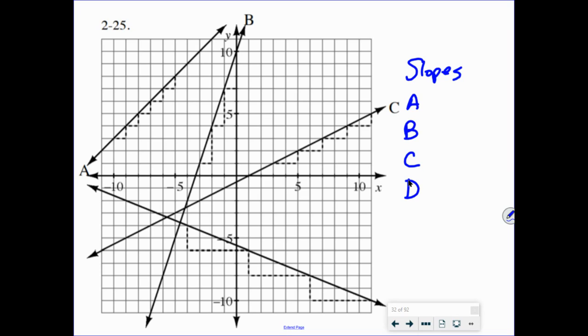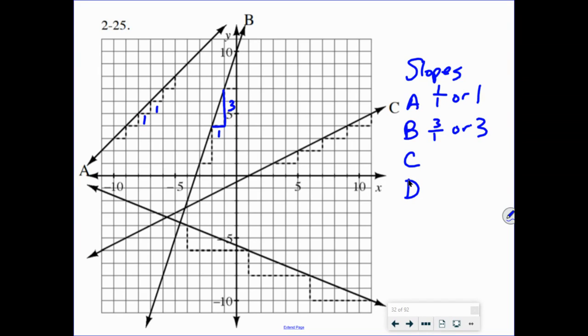For line A, if I put the values here, I notice I'm going a run, or a change in x, of 1 and a rise of 1. So the slope there would be 1 over 1, or just 1. How about my slope for B? Well, every time I go over 1, I'm going up 3. So my slope should be 3 over 1, or just 3.